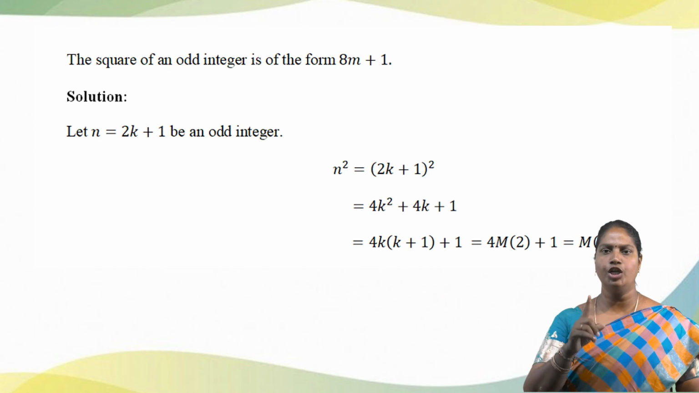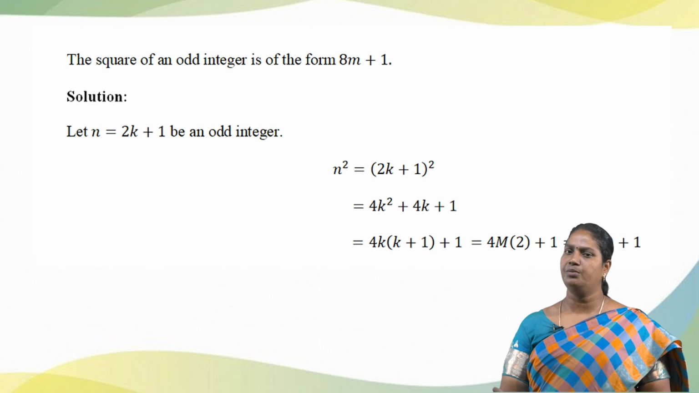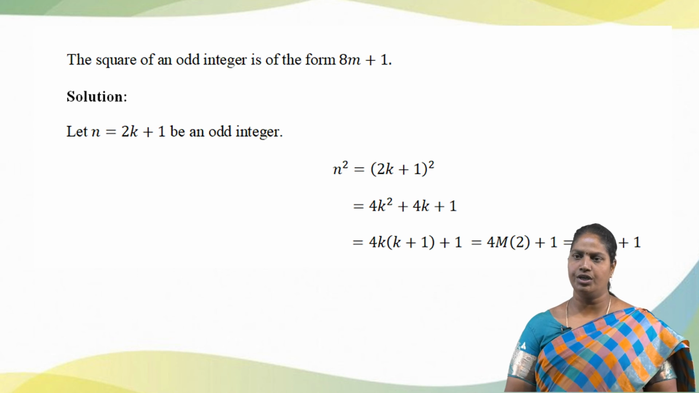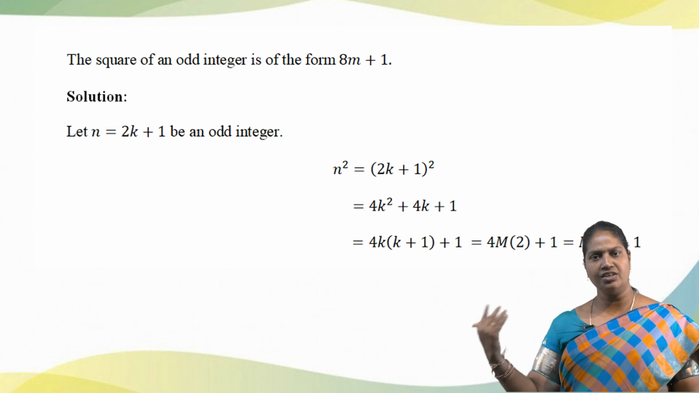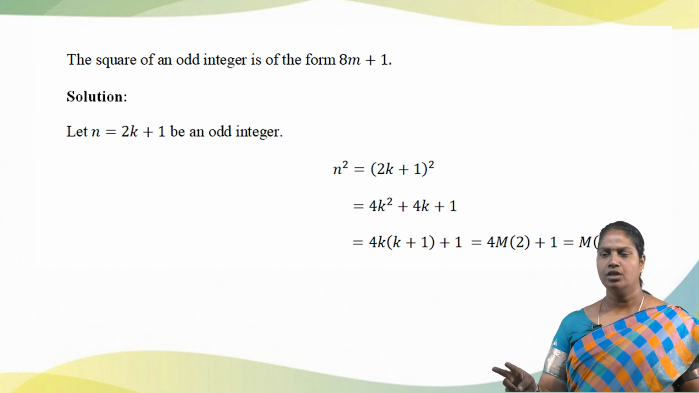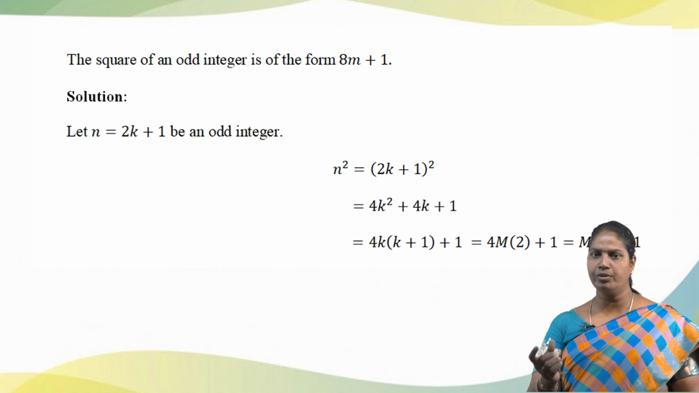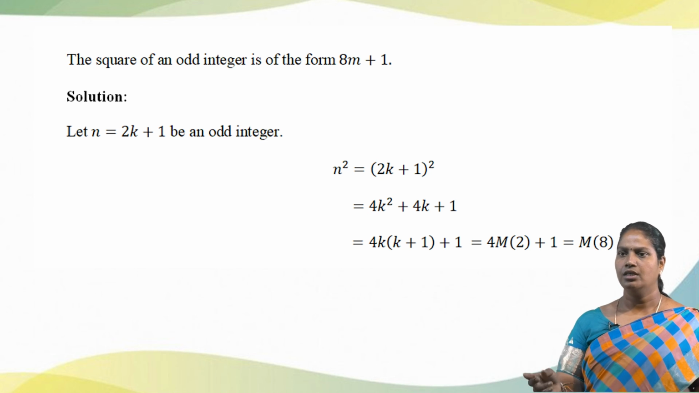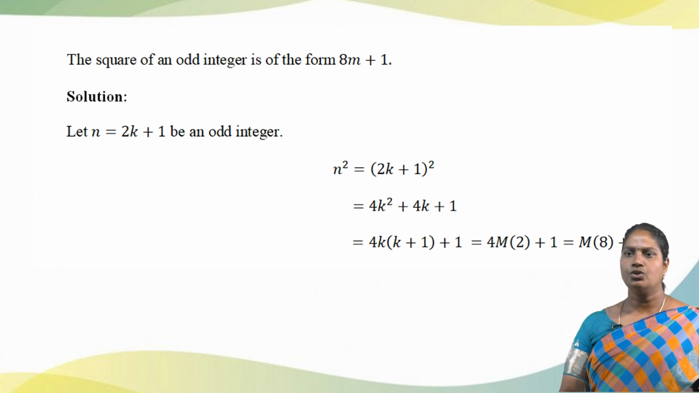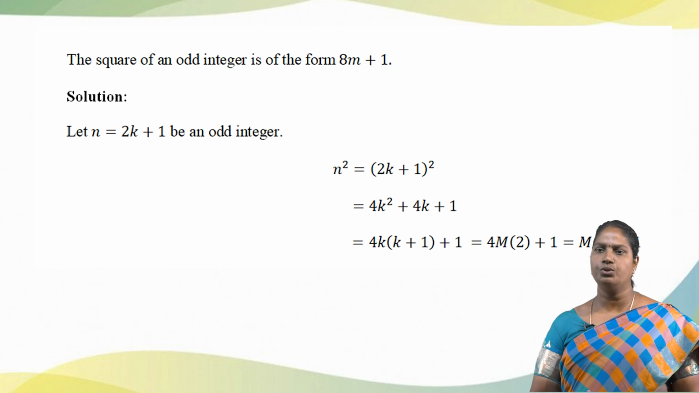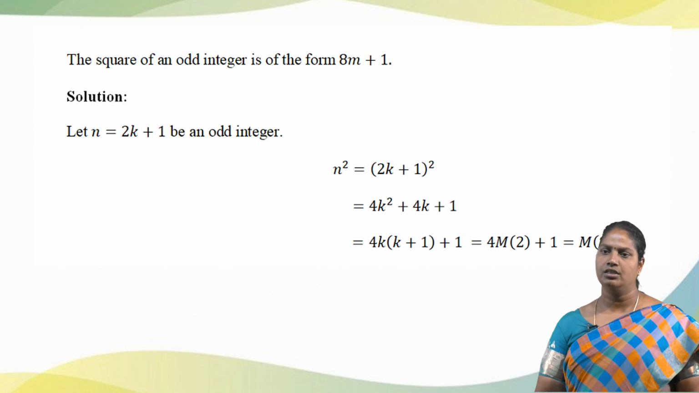And we already saw in module 1 that the product of any r consecutive integers is divisible by r factorial. So here the product of two integers, that is k(k plus 1), is divisible by 2 factorial, that is 2. So that is divisible by 2, meaning multiple of 2. So 4 times a multiple of 2, plus 1. So 4 times a multiple of 2 means 4 times some 2 lambda, that is 8 lambda plus 1. So that is a multiple of 8 plus 1. So this leads us that n square is nothing but some multiple of 8 plus 1, that is 8m plus 1.